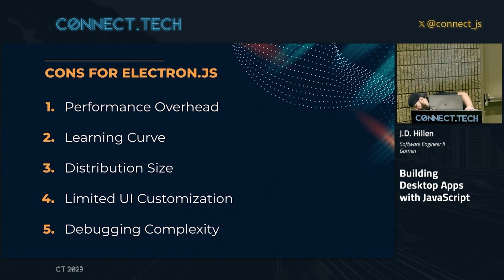And then debugging complexity. Debugging can be a little more complex compared to traditional web development. But one of the things that I do like is because you have Chromium built into your Electron app, you automatically have access to the Chrome Dev Tools. So you can just right-click on your application, pull up Inspect Element, and you have the entire suite of Chrome Dev Tools built right in, which is really, really handy because I dev in Chrome and I'm really used to it.